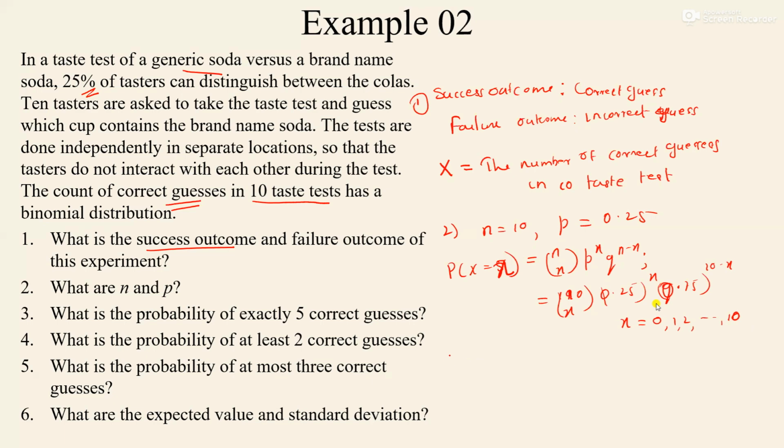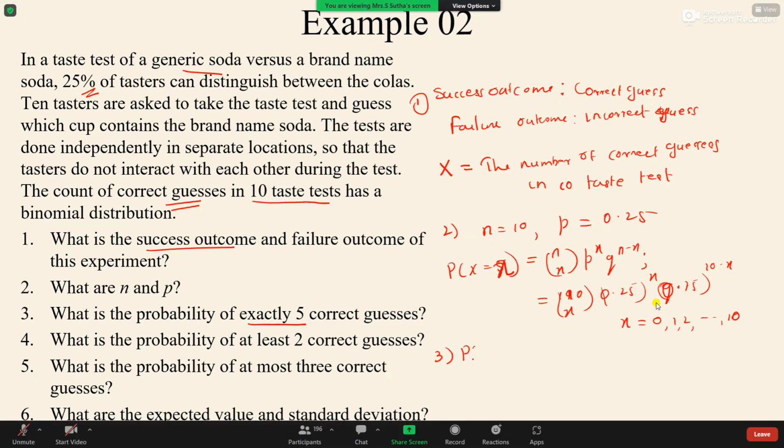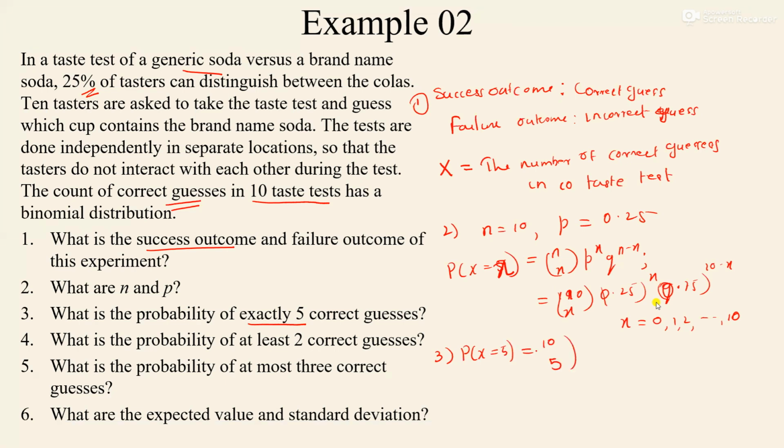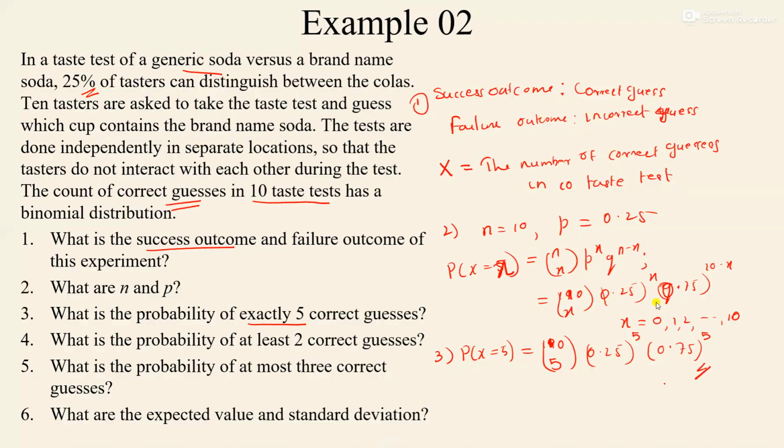So the third question is asking to calculate exactly 5. Exactly 5 means the probability of X is equal to 5. So that is 10C5 into 0.25 to the power 5 into 0.75 to the power 10 minus 5, which is 5. Using the calculator, you calculate the probability value. Take a 1 minute time, and if you want, you can note it, and I'm going to review this one.